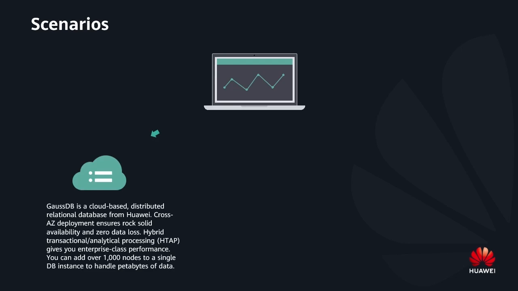GaussDB is a cloud-based, distributed relational database from Huawei. Cross-AZ deployment ensures rock-solid availability and zero data loss. Hybrid transactional or analytical processing (HTAP) gives you enterprise-class performance. You can add over 1,000 nodes to a single DB instance to handle petabytes of data.